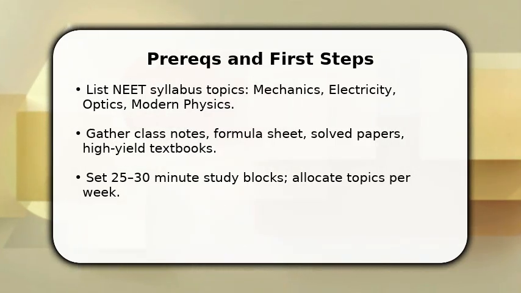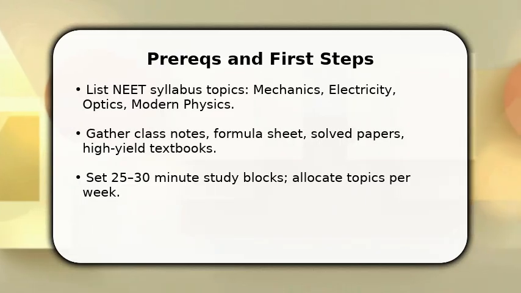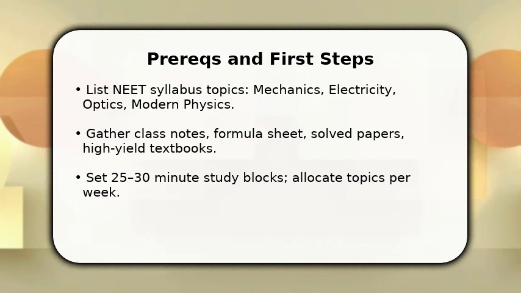Next, set focus study blocks of 25 to 30 minutes and assign each block to a single subtopic. This prevents scatter and builds momentum. Do this immediately so your short note process has a clear scope and real first step.